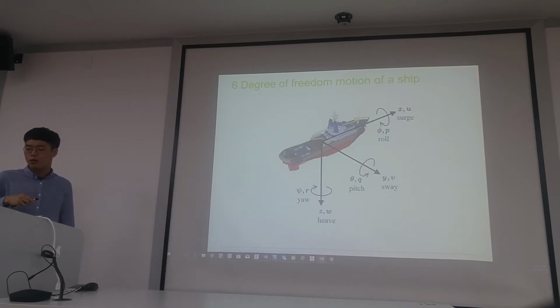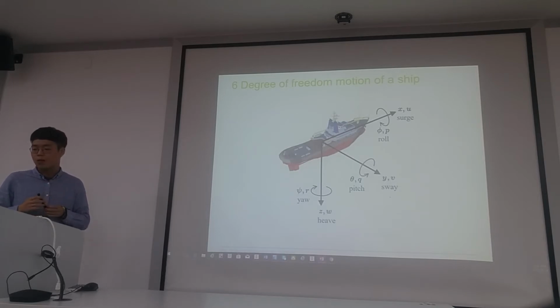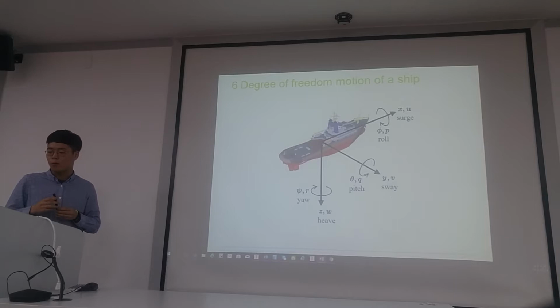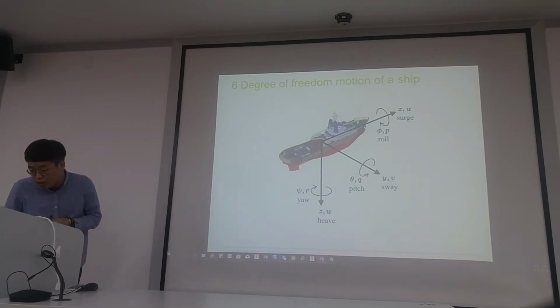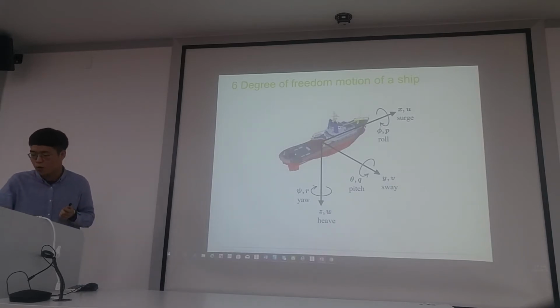After the classification, we should consider the degrees of freedom to analyze the motion of a ship. As you learned in dynamics class, there are 3 degrees of freedom for translational motion and another 3 degrees of freedom for rotational motion. In ship motion, we call the X, Y, and Z direction motions surge, sway, and heave. The 3 rotational motions are called roll, pitch, and yaw respectively, where the X direction is the ship's going direction and the Z direction is usually the water depth direction.